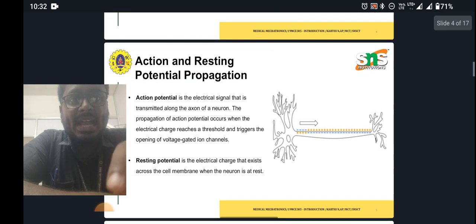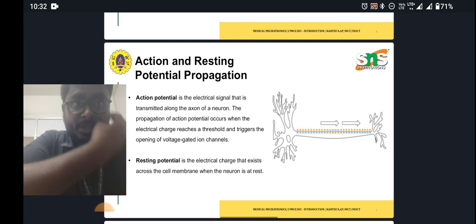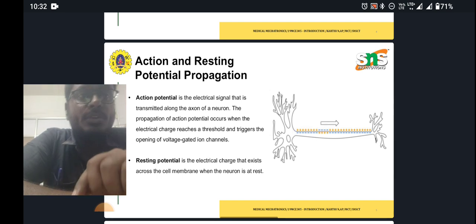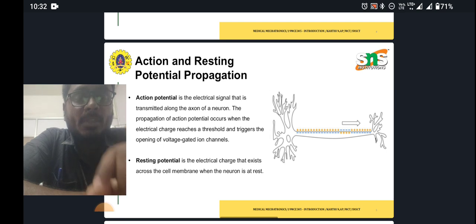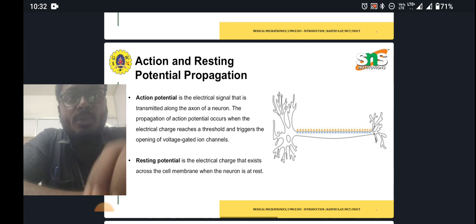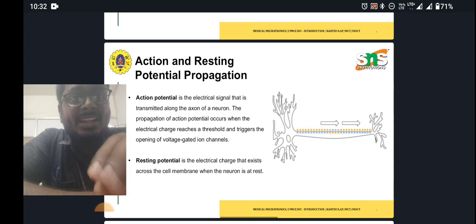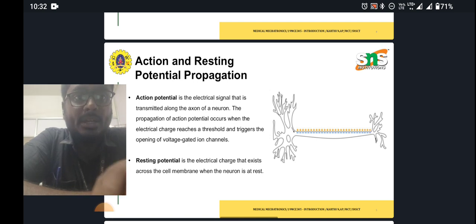Followed by the action and the resting potential propagation. An action potential is the electrical signal that is transmitted along the axon of the neuron. A group of nerves is called the neuron. The propagation of action potential occurs when the electric charge reaches a threshold and it triggers the opening of the voltage gated ion channels. And resting potential is the electric charge that exists across the cell membrane when the neuron is at rest. It's simply a pathway for changing the electrical signal from one cell to another cell.